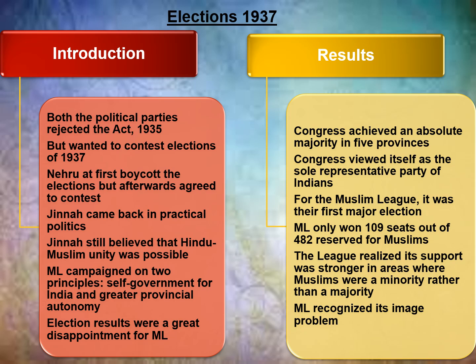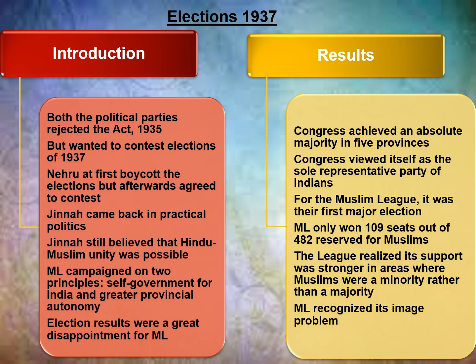Now let's talk about the results. Congress achieved an absolute majority in 5 provinces and emerged as the largest single party in 4 others, leading to invitations to form ministries in several provinces. Congress viewed itself as the sole representative party for Indians, and for the Muslim League, it was their first major election since the internal split of the early 1930s, and it was a big blow for them.